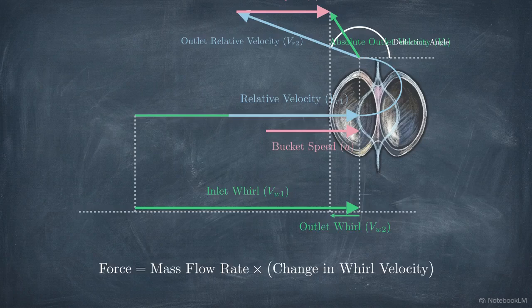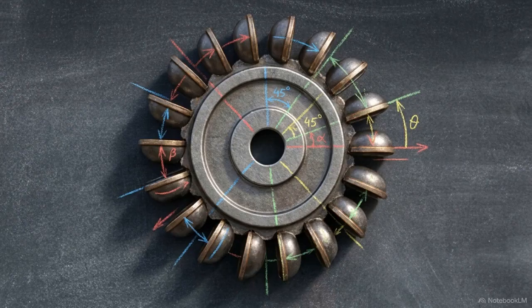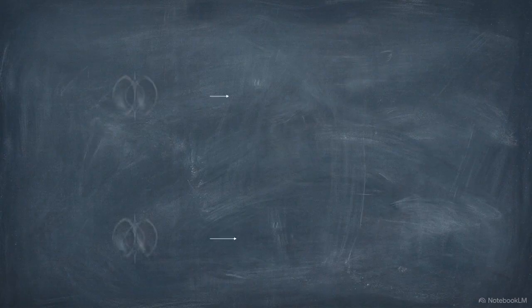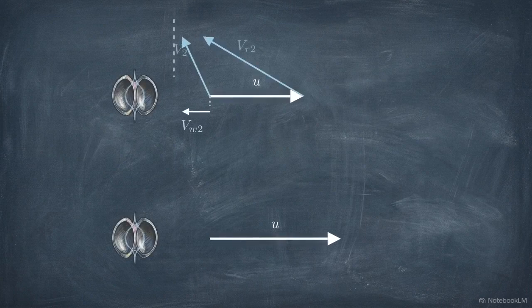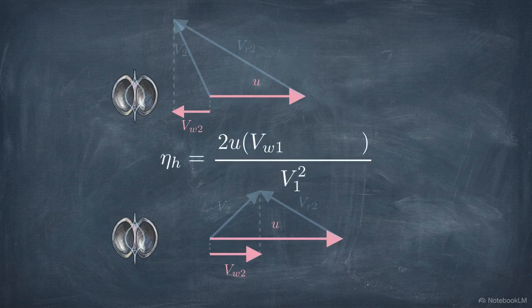You take the inlet and outlet whirl velocities from the geometry and plug them into the force and work done equations. Mastering the geometric mapping of these vectors provides the specific values required to prove the mechanical work of the system. Calculating work done depends on the direction of the outlet whirl velocity relative to the bucket speed. The sign convention is specific. If the outlet whirl velocity and the bucket speed point in opposite directions, you add their values. If they point in the same direction, you subtract.